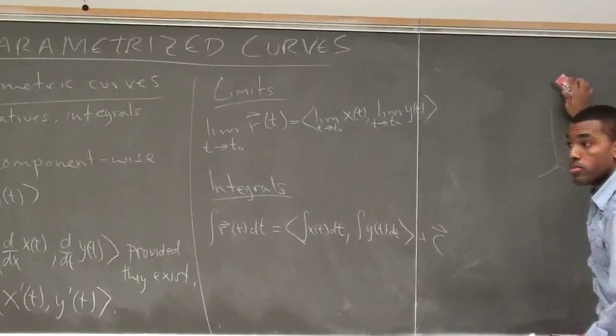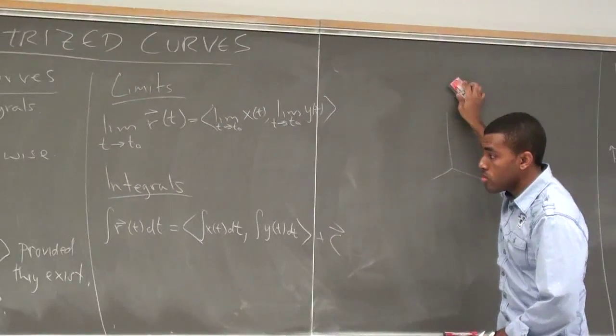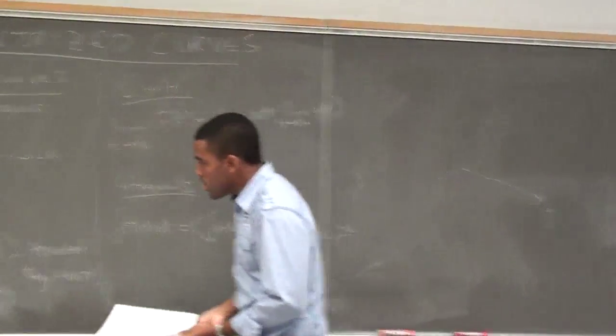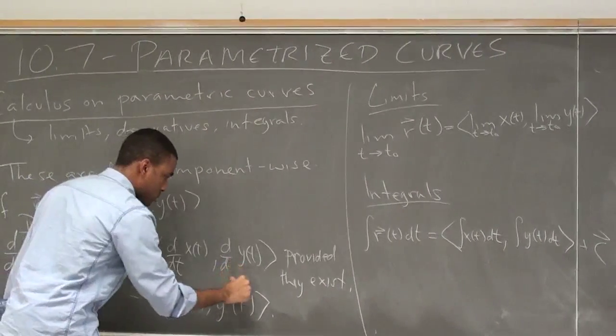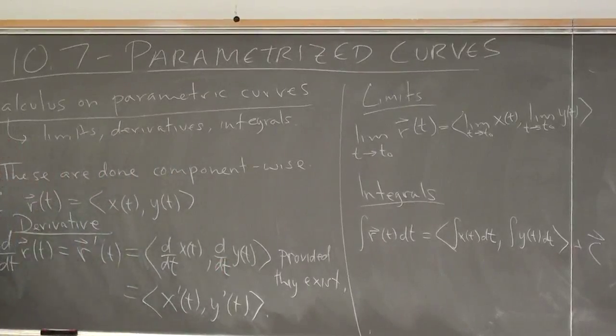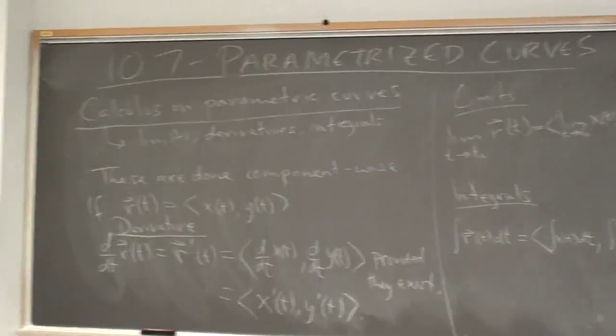I have a question. Why is it d/dx of x(t) and not d/dy of y(t)? It should be d/dt. Sorry, that's a typo. Yeah. Derivative is with respect to the independent variable.